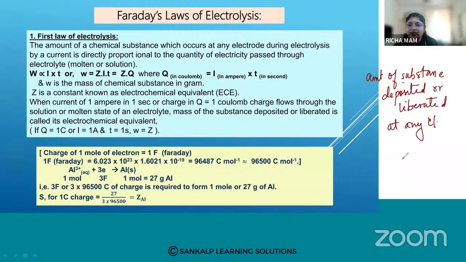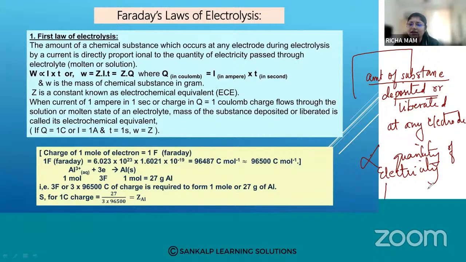it depends upon the quantity of electricity you are supplying, the quantity of electricity passed. So the amount of substance that gets deposited or liberated at the electrode depends on how much electricity you are passing through the electrolytic solution. So this is your Faraday's first law.